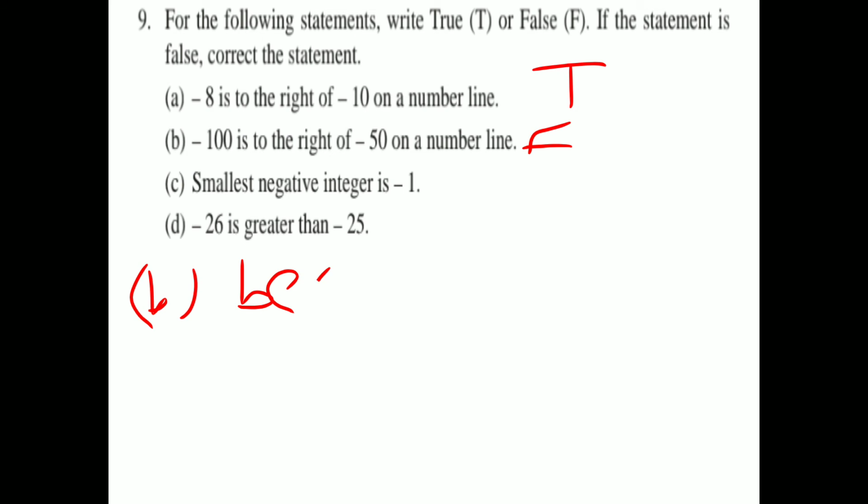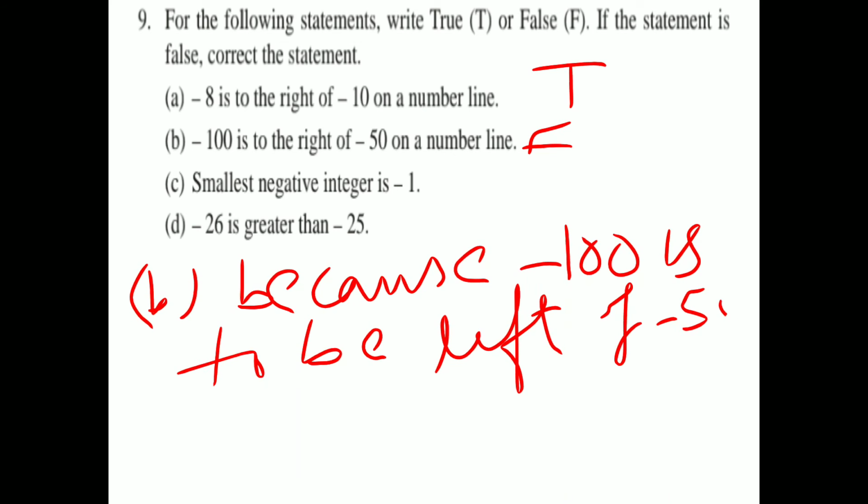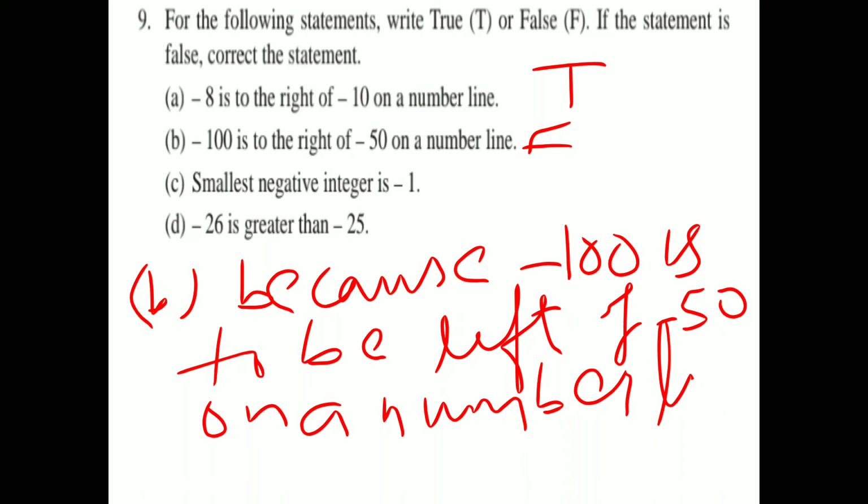Because minus 100 is to the left of minus 50. Not on the right, it should be on the left on a number line. Clear? Now next one, C part, the smallest negative integer is minus 1.